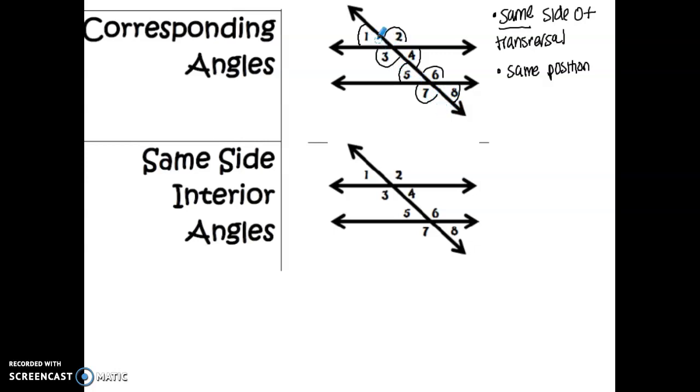So here I see angle 1 is on the left side of my transversal and on top of another angle. So I look down here, angle 5 is also on the left and on top of another angle. Same thing for 3, left side of the transversal underneath an angle. Angle 7 is also on the left underneath an angle. But again, you could just picture them both of those ways, whether overlapping or in the same position, you'll get your corresponding angles.